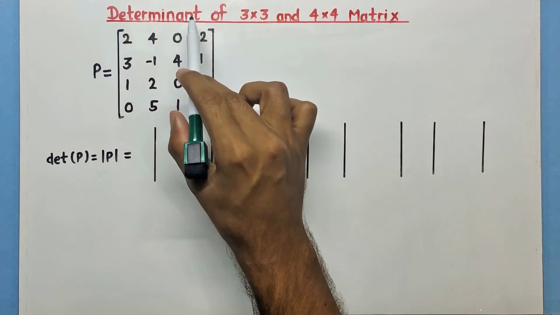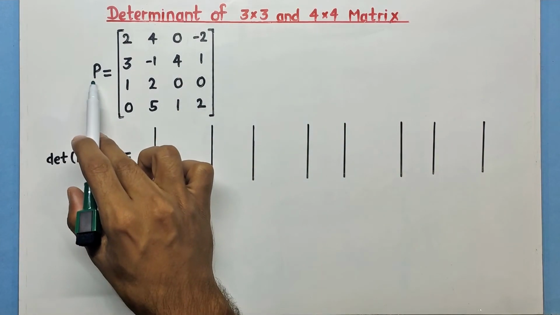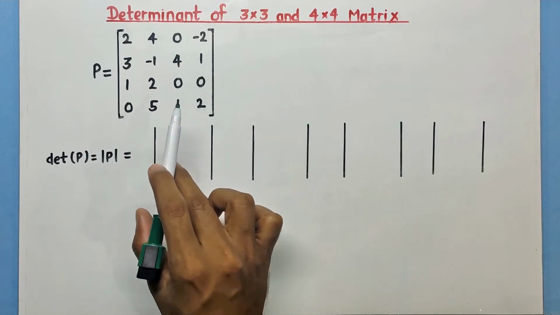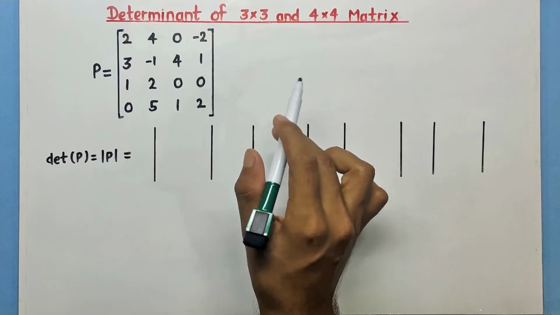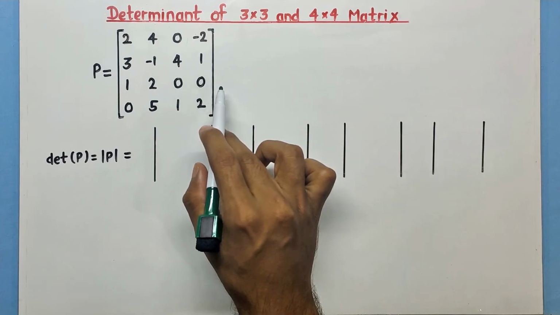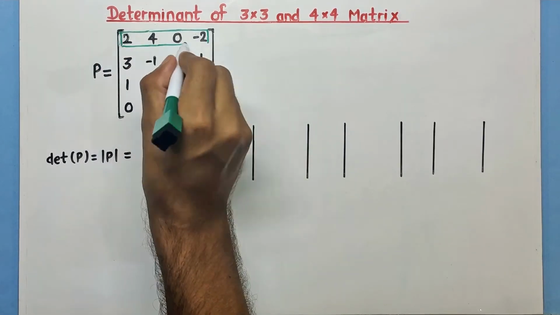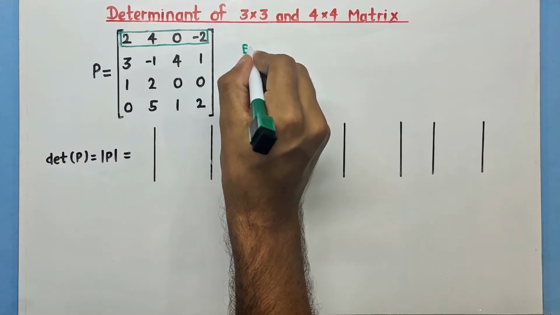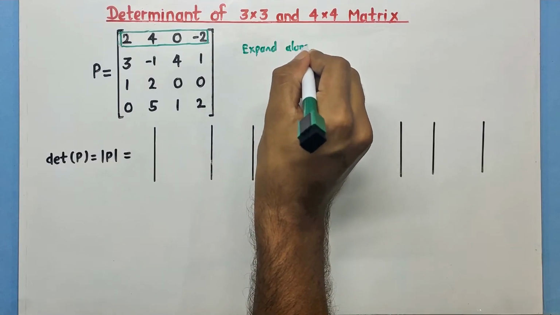Well, let's talk about finding the determinant of a 4 by 4 matrix. So here I have a 4 by 4 matrix P having these elements. Now there are different methods to find the determinant of a 4 by 4 matrix. We are going to find the determinant of this matrix by expanding along the first row, that is this row. So we are going to expand this matrix along row 1.